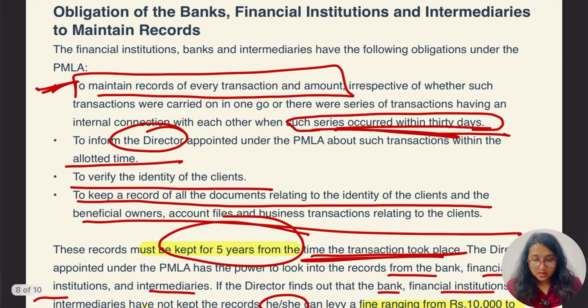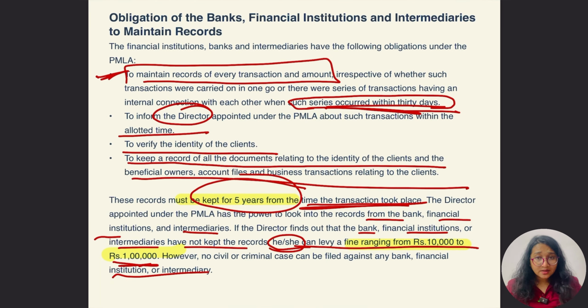Okay, so is there any limit here? No, there was not any other limit here, right. So what happens? Once this transaction happens within the 30 days, the bank, financial institution and intermediaries have to record all the transactions, all the amounts, the identity of the accused person, the bank transaction, the sources, each and everything they have to record, and they have to inform the director who is appointed under PMLA. Hope this point was clear.